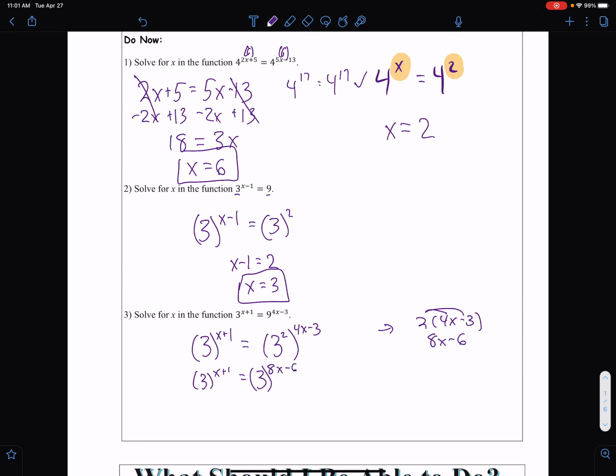Now we have the same base. Exponents are simplified as much as possible, so we can set our exponents equal to each other and solve. Get the x's on one side, get everything else on the other side, and you'll have 7 equals 7x. So we divide by 7 on both sides. You should get x equal to 1.